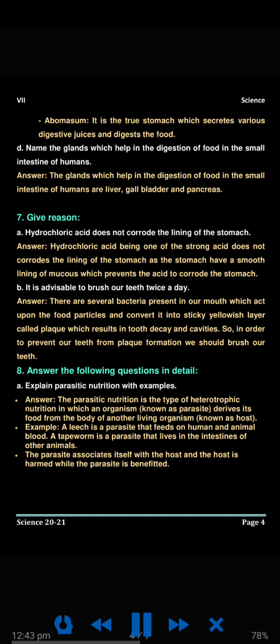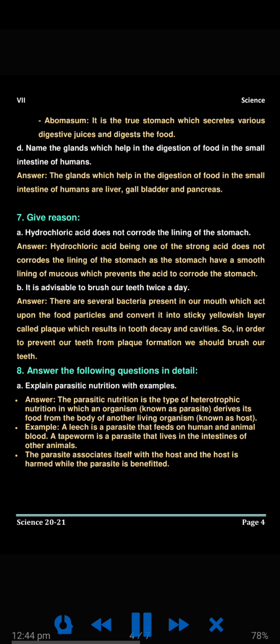D. Name the glands which help in the digestion of food in the small intestine of humans. Answer: The glands which help in the digestion of food in the small intestine of humans are the liver, gallbladder and pancreas. 7. Give reason. A. Hydrochloric acid does not corrode the lining of the stomach. Answer: Hydrochloric acid, being a strong acid, does not corrode the lining of the stomach, as the stomach has a smooth lining of mucus which prevents the acid from corroding it.